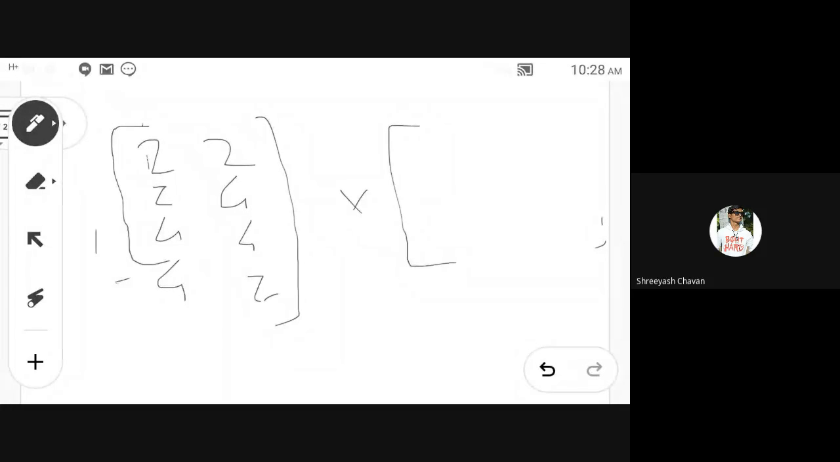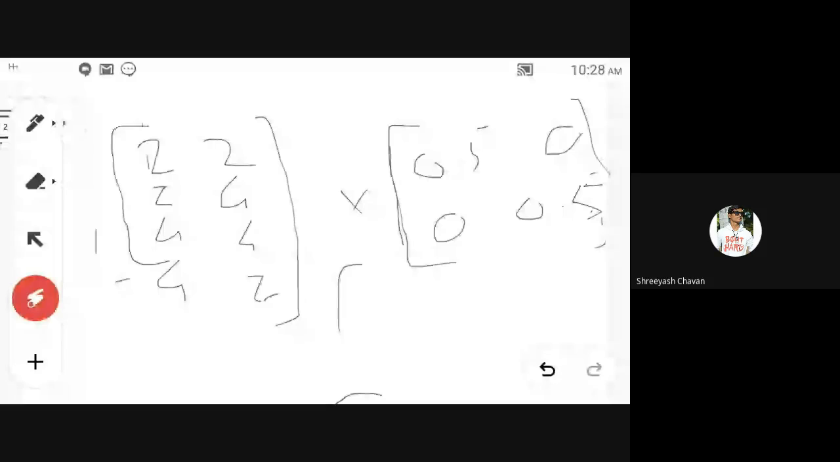Okay, and what is the scaling factor? 0.5, 0, 0, 0.5. So I will write the multiplication here. The multiplication is in the format first row, first column. This is a very simple trick.